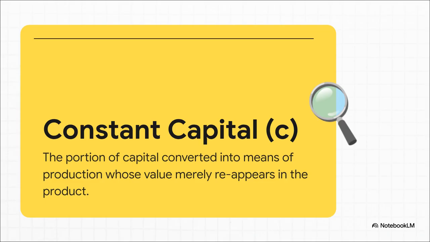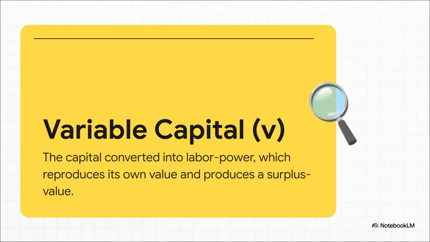Now, this is the value of all the non-human stuff that goes into production. The raw materials, the factory, the machinery. You can think of it as dead labor, value that was created in the past. Its value is essential for sure, but it's just preserved and passed along to the final product. It doesn't grow or create anything new in the process. It just reappears. The second component, and this is really the star of the show, is variable capital, or V.